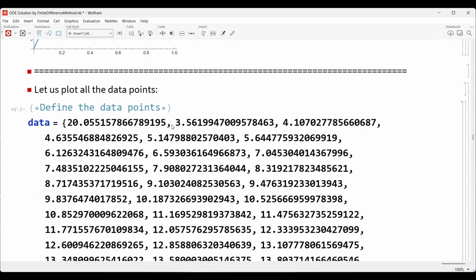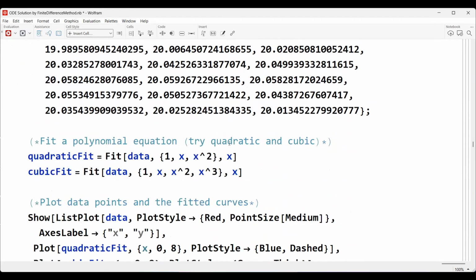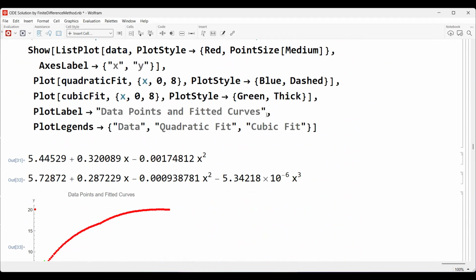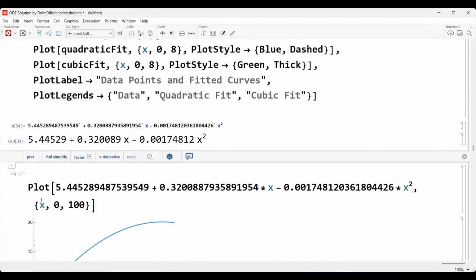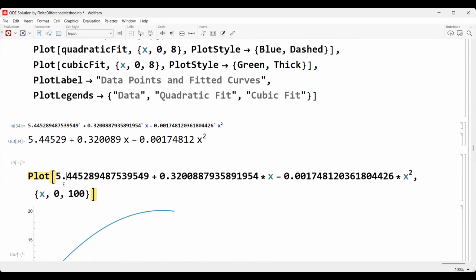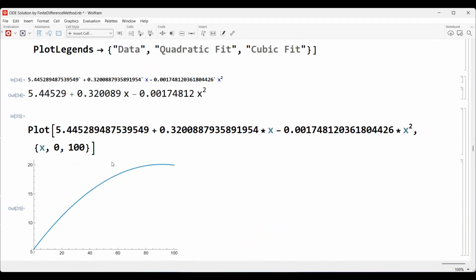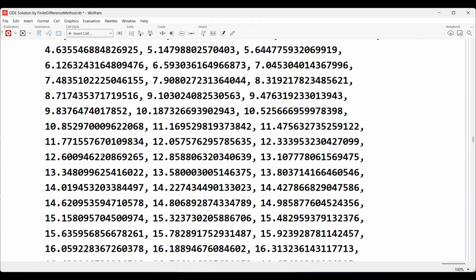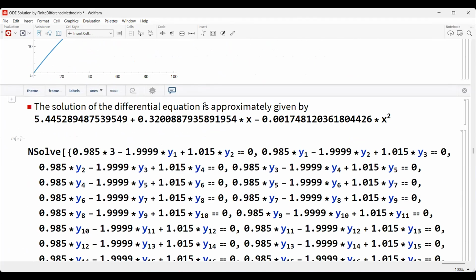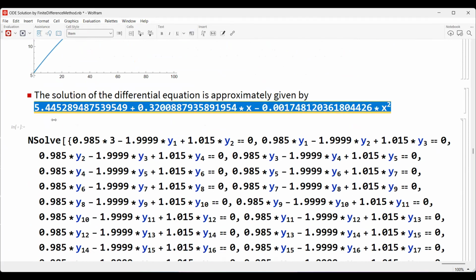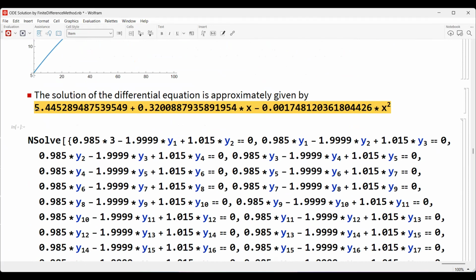So let us plot all the data points here. Now this time let's have the points here, the equations. So this is our corresponding equations. By plotting all the points, we have the corresponding equations here. So if you plot the corresponding equations, it's almost the same also. All right. So the solution of the differential equation is given by this equation. So this is y equal to this one.